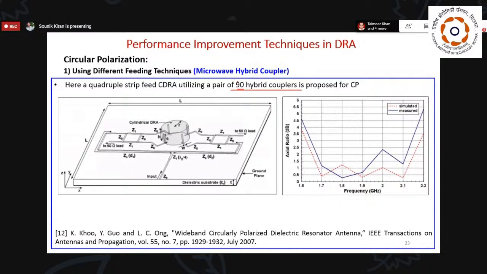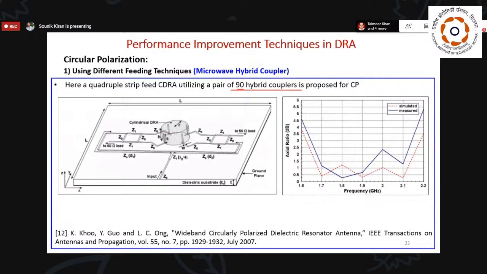Once you are expert, or once you are able to create the hybrid couplers, you need to go for a lot of literature survey for designing them, because couplers is a very big area. Once you know the coupler design, then we can easily design the 90-degree hybrid couplers. By a pair of hybrid couplers, we can have circular polarization.